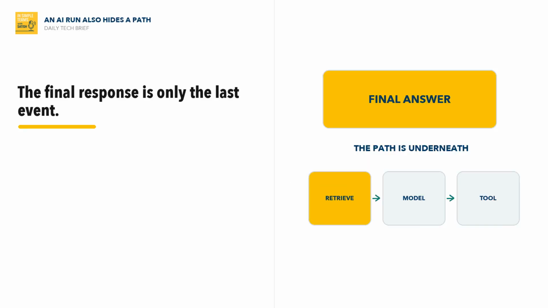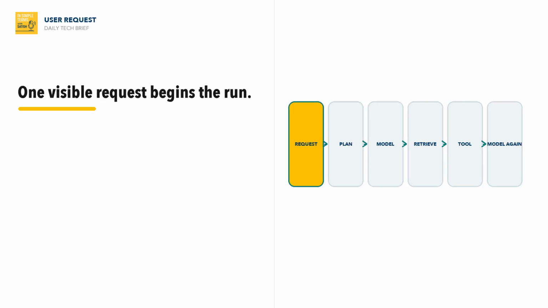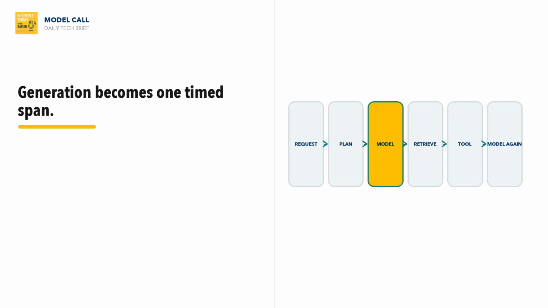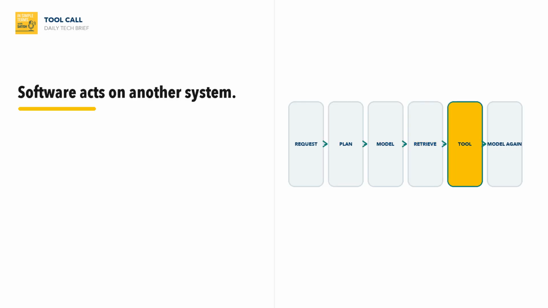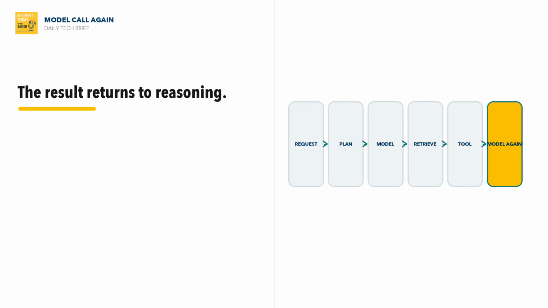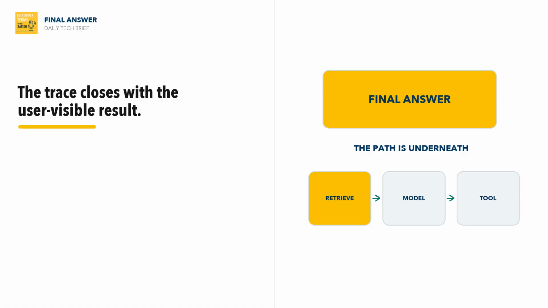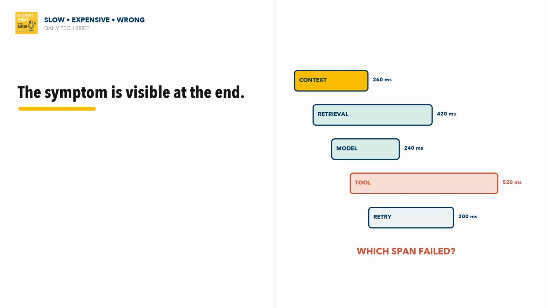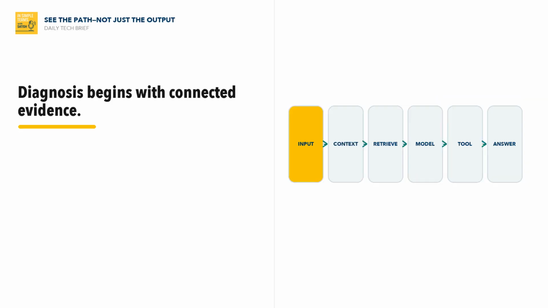Now coming back to technology. An AI agent run is not just one model call. It may start with a user request, then the agent plans, then it calls a model, then it searches a document store, then it calls a tool, then it calls the model again, then it retries something, then it creates the final answer. If the final answer is slow, expensive, or wrong, the final answer alone does not tell you why. You need to see the path.